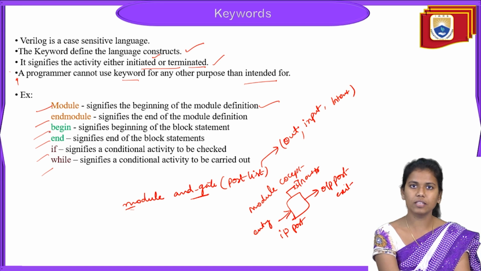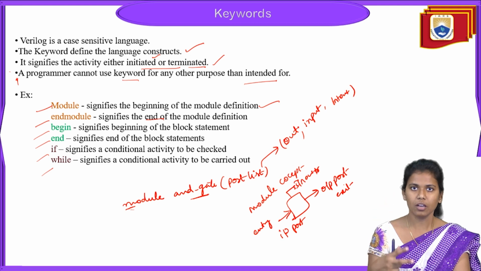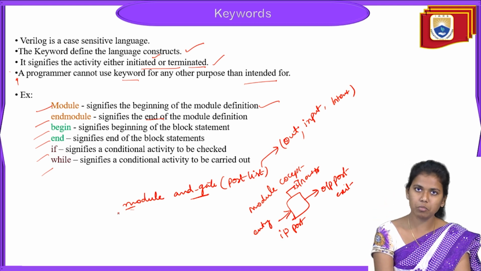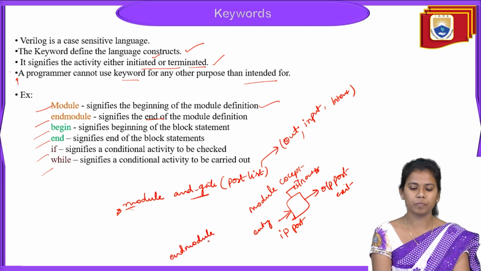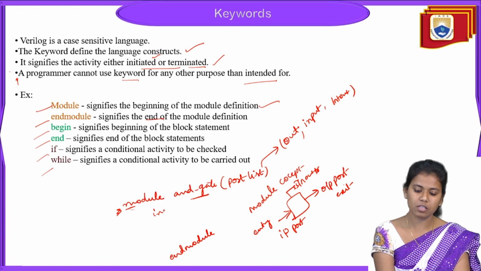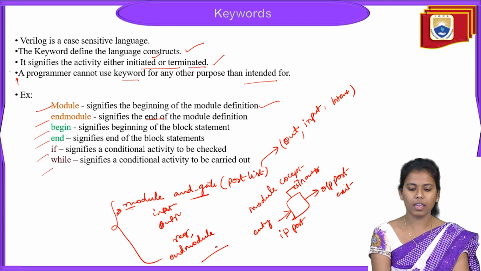And then the next one is end module. End module is basically the end of the module definition, the end of the module. That means we are terminating the particular module, we are terminating the program with end module. We start with the module keyword and end with end module. So after module we have a few statements: input ports, output ports, or else register, and then we terminate this with the end module. So end module is a keyword which signifies the end of the module definition.